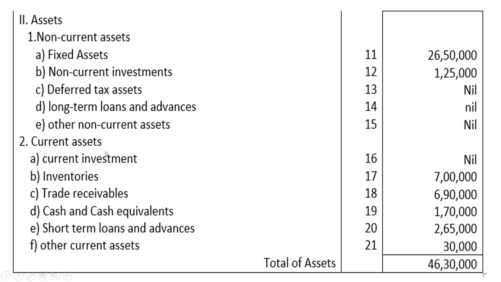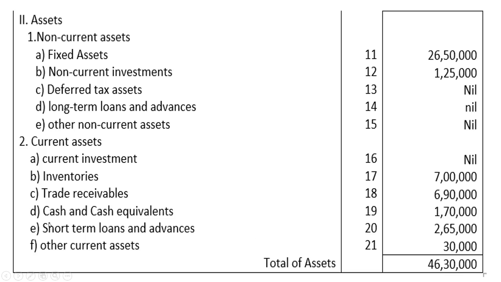Under current assets, it consists of the following: A, current investment, note number 16, nil. B, inventories, presented in note number 17, 7 lakh. And C, trade receivables, presented in note number 18, 6 lakh 90,000. And D, cash and cash equivalent, presented in note number 19, 1 lakh 70,000.